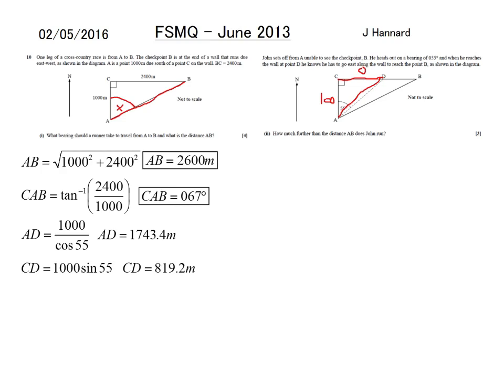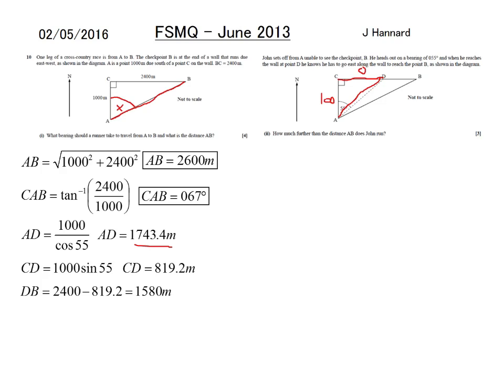So 1,000 times sin 55 is 819.2. Very strange. I'm not sure I've done that right, because that's the adjacent, isn't it? I'm thinking that should be my answer for here, times sin 55. But I digress. We'll go with the answer.